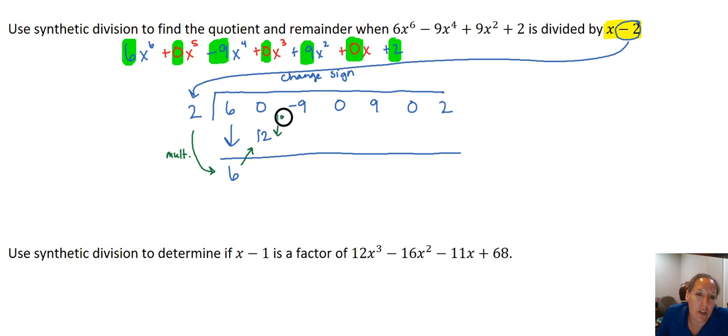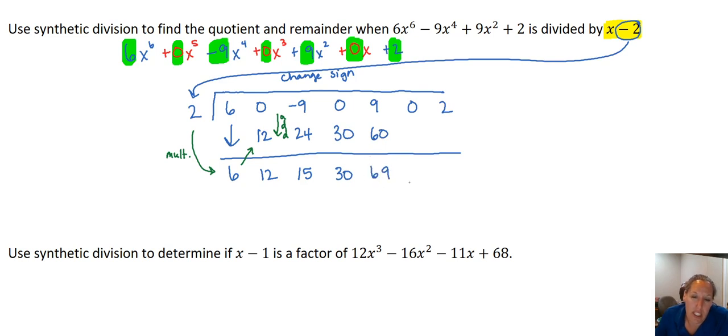And then going down, we're going to add. So 0 plus 12 is 12. 2 times 12 is 24. Negative 9 plus 24, and we're just going to keep repeating this process until we get to the end. So negative 9 plus 24 is going to be 15, times 2 is 30. 0 plus 30 is 30, times 2 is 60.